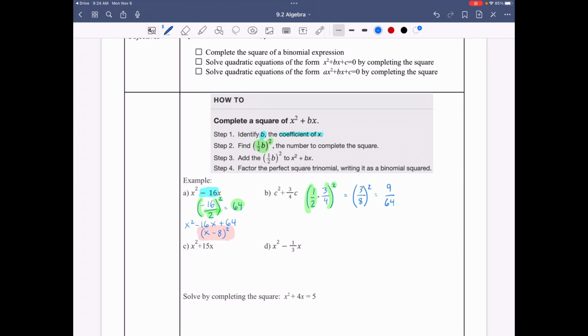We're going to add 9 over 64 to this expression, c squared plus 3/4 c plus 9 over 64. Now we are going to make this into a perfect square trinomial, so we're factoring it, which means that we're going to have 3/8. Notice where that number came from. So c plus 3/8 squared is how that factors.